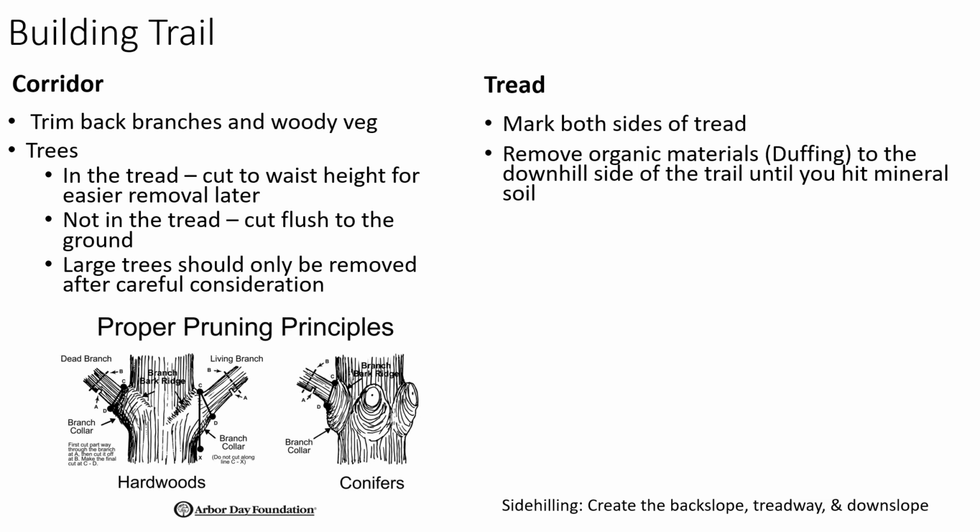So your tread is the area of the trail where your feet or your wheels are in contact with the ground. Again, depending on your trail specification, those widths are going to vary, but generally for a hiking trail, it's anywhere between 12 to 24 inches. You're going to want to mark both sides of the tread, or you can put a flagging right down the middle, but usually that gets removed as you go along.